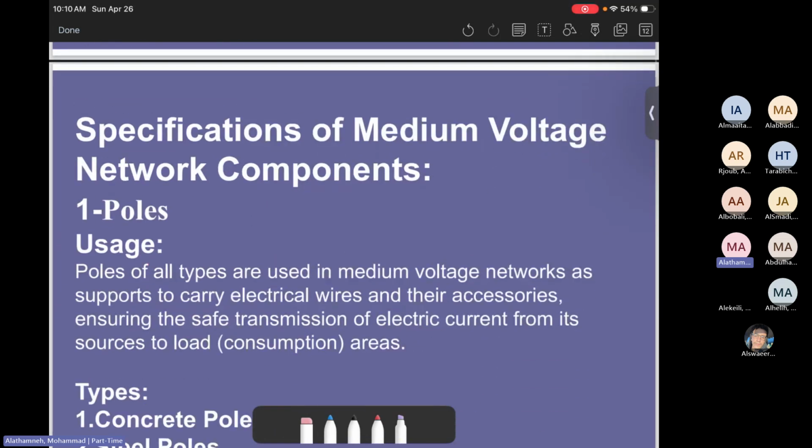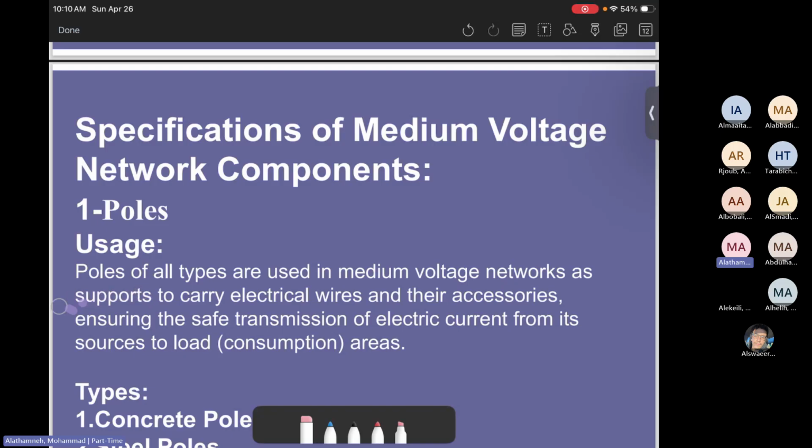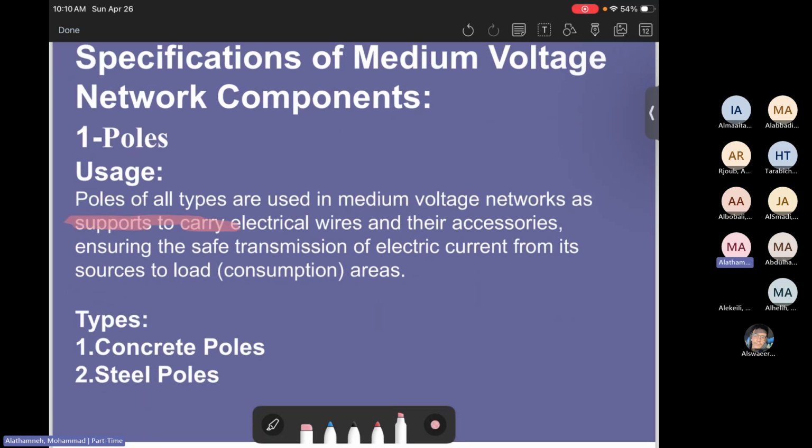So specifications, the poles. As we know, the poles are used to carry the wires, or the conductors. That's our purpose, our target: to support and carry the electrical wires. And it has its accessories to do that. Regarding the types, we have two types. There are concrete poles and there are steel poles as well.